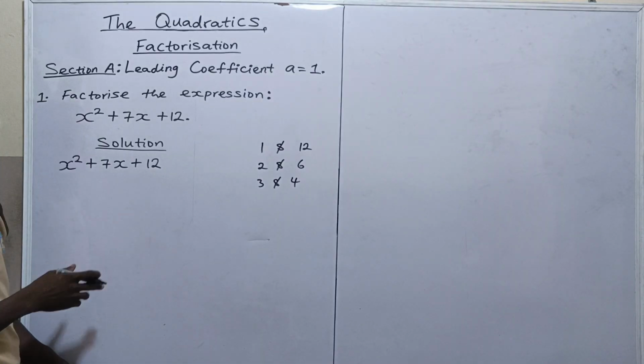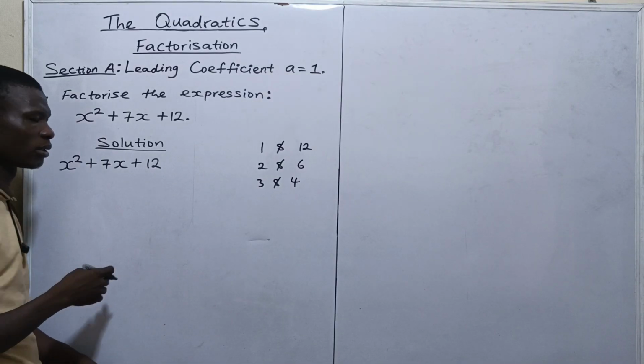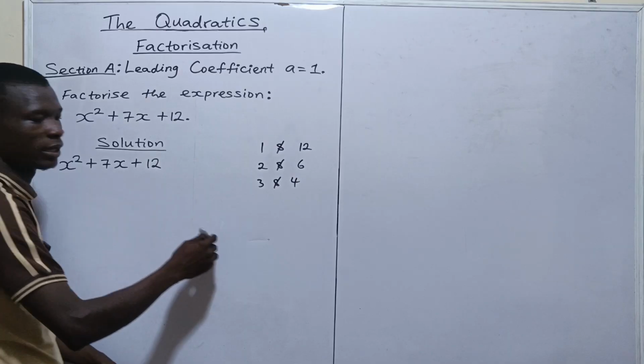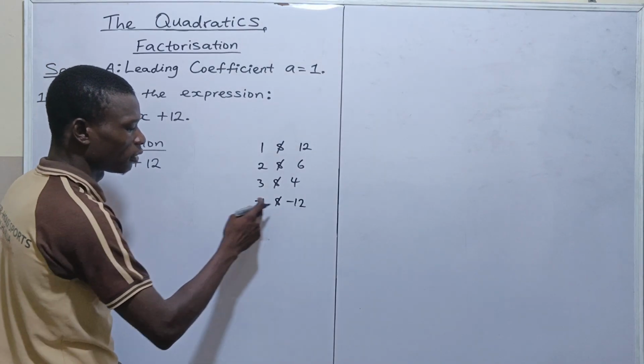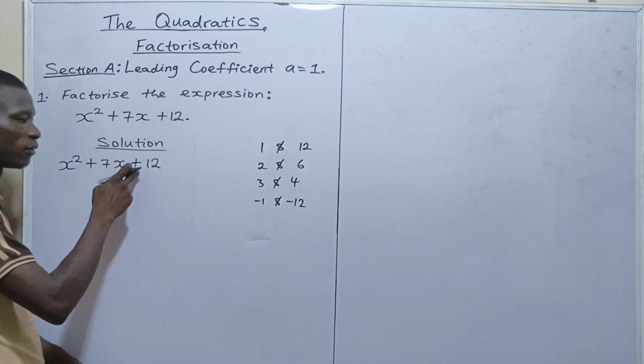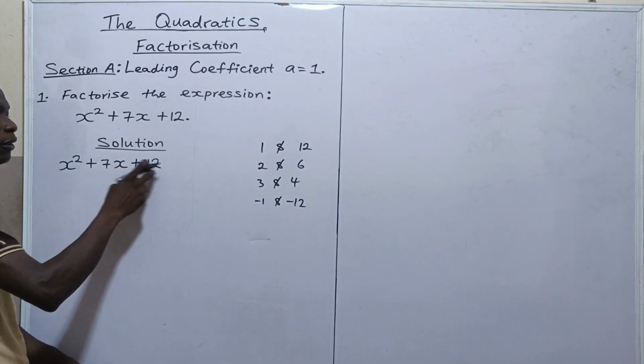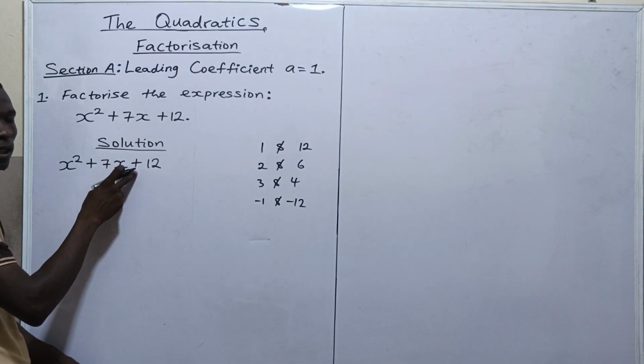12. I think these are all the pairs that we can have by addition. Then the factors do not stop here. Then we can have -1 and -12, because -1 times -12 is still going to give us what? +12, because we're looking for the factors of +12, being a plus here.